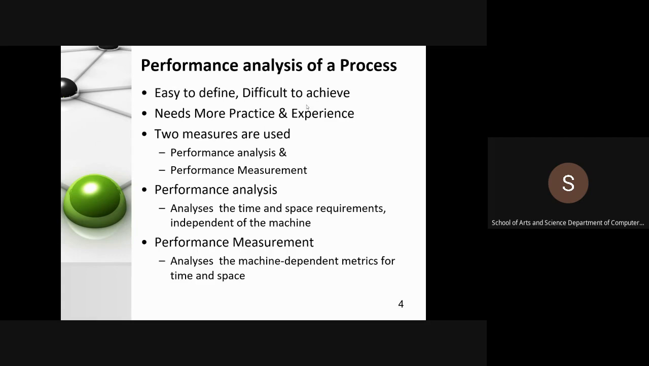What is performance analysis? It is very simple. The performance analysis concept analyzes the time and space requirements that are independent of the machine. As I told you earlier, I am defining that 6 steps are needed for student mark list preparation. So I am fixing the number of steps independent of the machine.